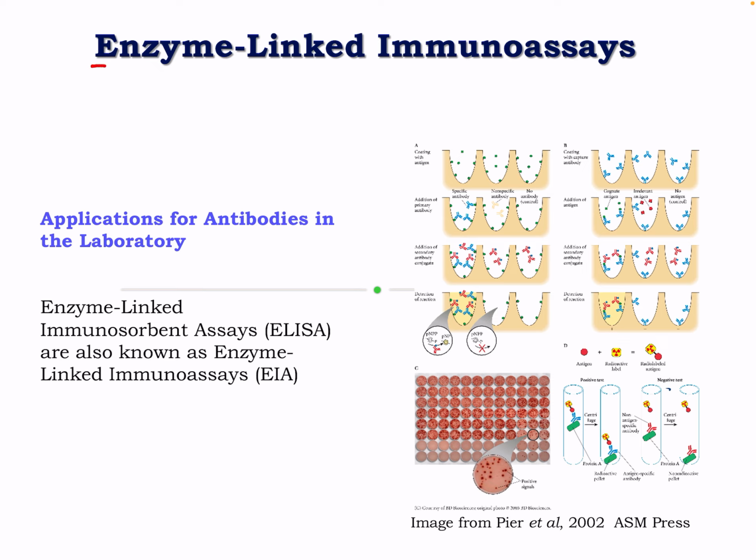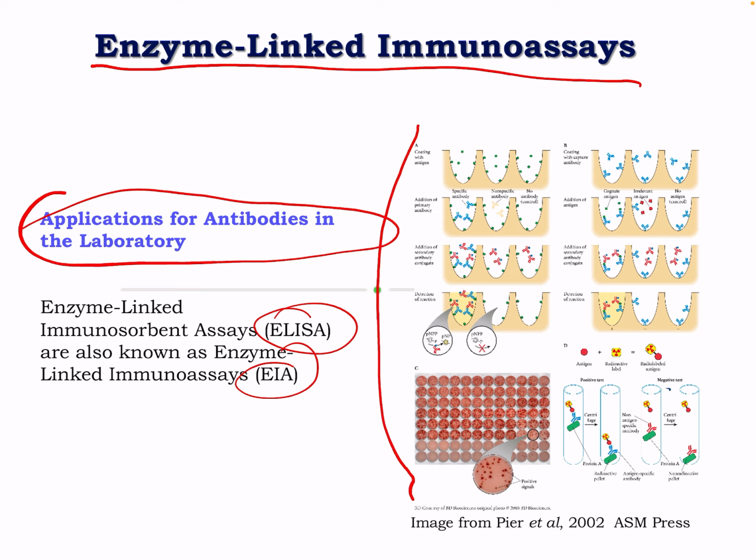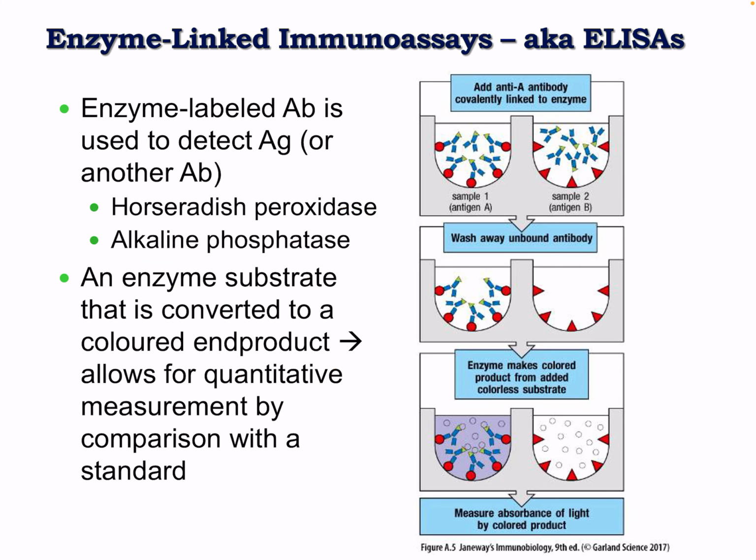So today we'll be looking at enzyme-linked immunoassays, also known as enzyme-linked immunosorbent assays, or ELISAs, or EIA. Essentially this is going to summarize applications for antibodies in the laboratory. Come back to this after the lecture if you'd like, but this gives us a hint into what we'll be talking about today. I'll refer to them as ELISAs in most cases.